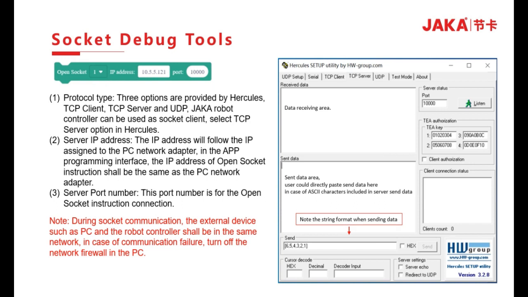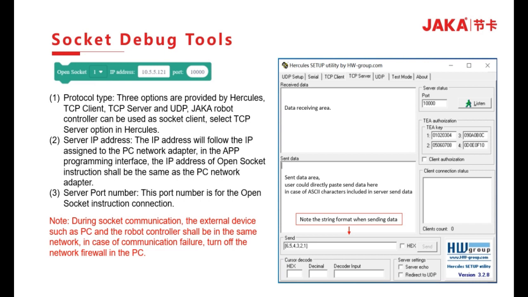The IP address will follow the IP assigned to the PC network adapter in the app programming interface. The IP address of the OpenSocket instruction shall be the same as the PC network adapter. This port number is from the open socket instruction connection.